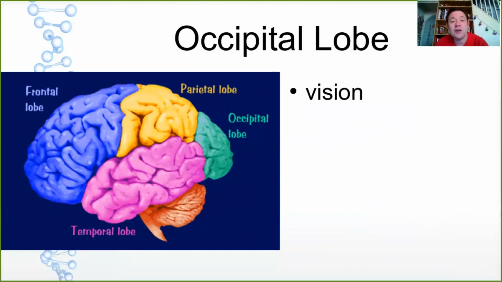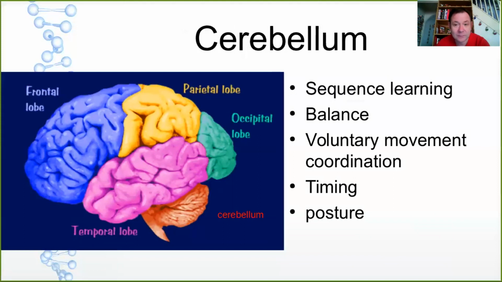The occipital lobe is vision. The occipital lobe at the back of the brain is responsible for vision. It's divided into lots of different sections. For example, one part of the occipital lobe deals with identifying movement, another with depth, another with light and dark, another with boundaries between objects. And it's all integrated together to give us vision.